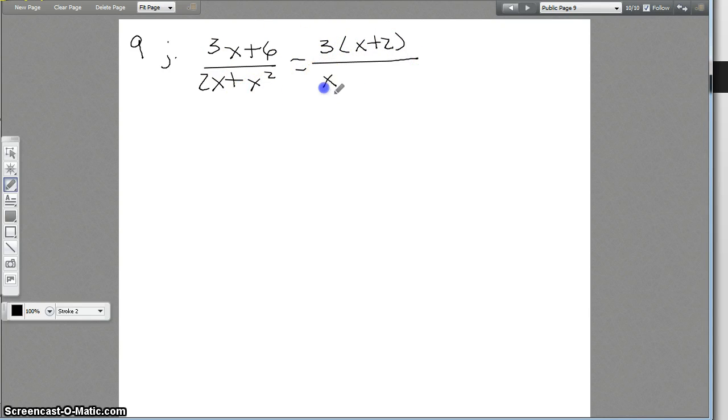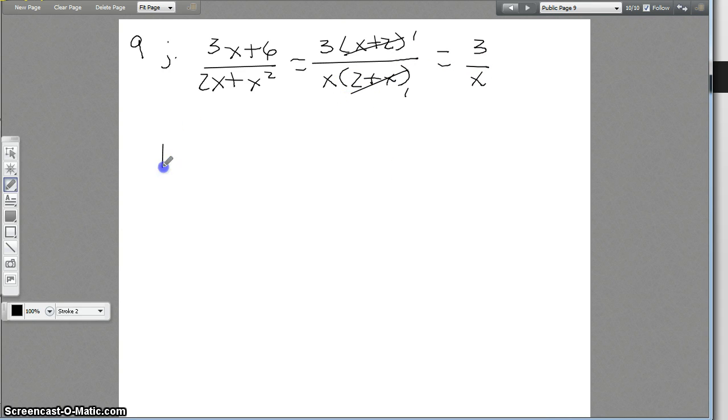Denominator, I have a common term of x. x times 2 is 2x. x times x will give us x squared. And notice we have an x plus 2 in the numerator and a 2 plus x in the denominator. Those are equal because in addition, it doesn't matter what order the terms are in. So we can divide both the numerator and the denominator by x plus 2 and get 1 in place of each of those. And so our fraction is just 3 over x.